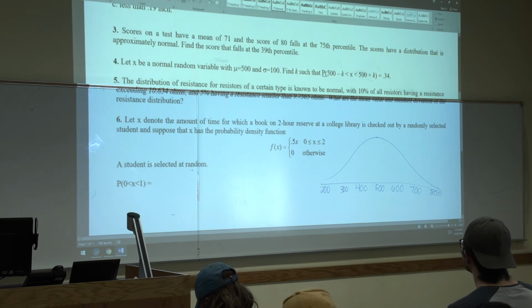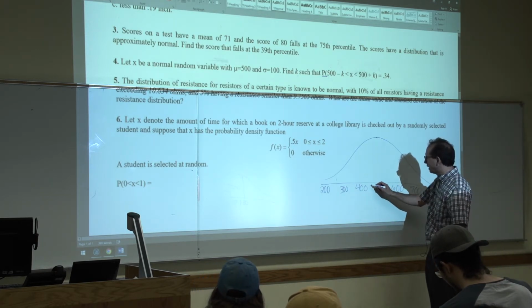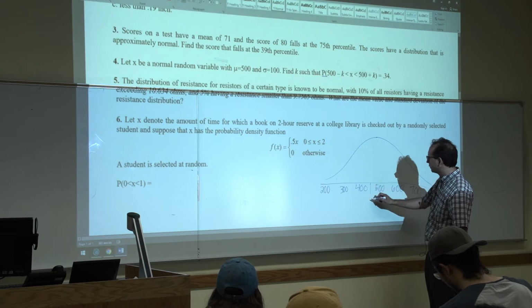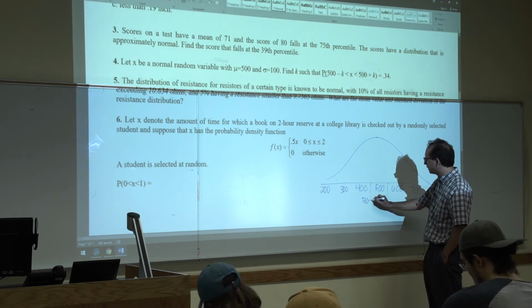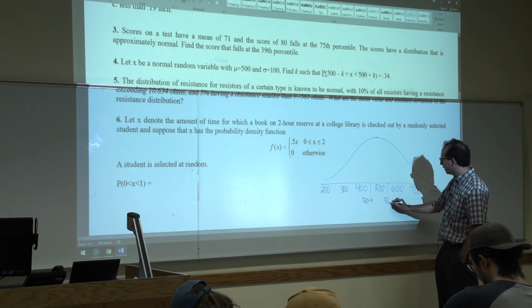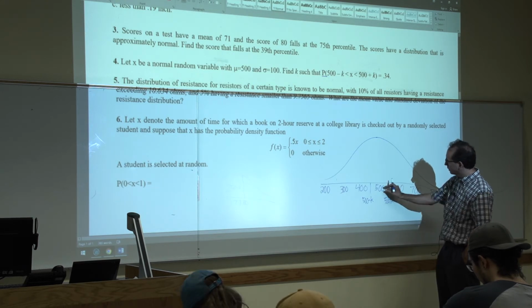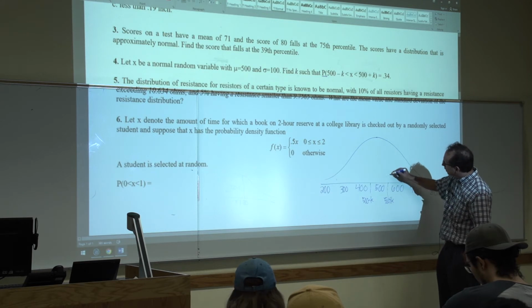So how can you fill that in your drawing here? I'll just do a rough sketch. We're going out k in each direction from the mean. So 500 minus k, we'll say that's right here. 500 plus k, we'll say is right here. So you're just going out k in each direction from the mean.